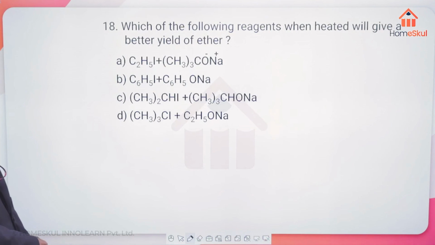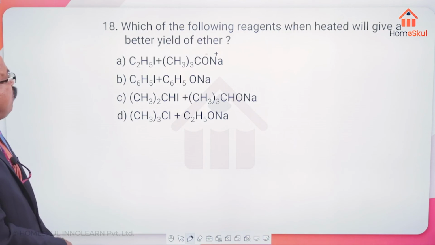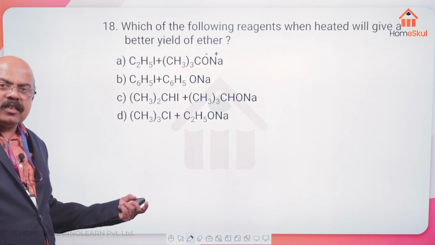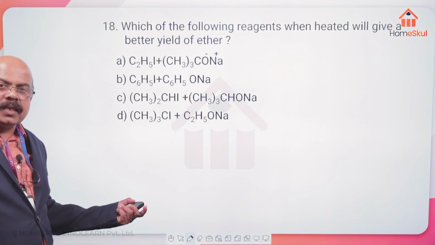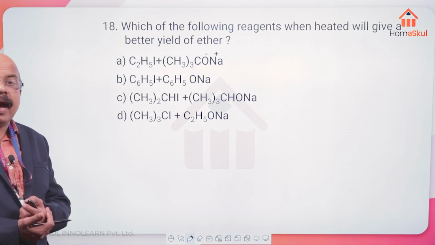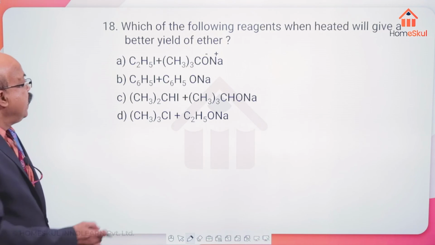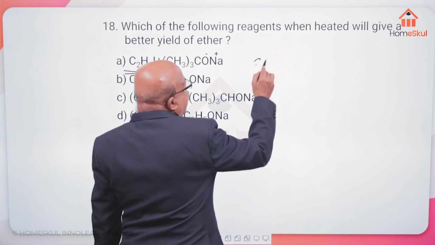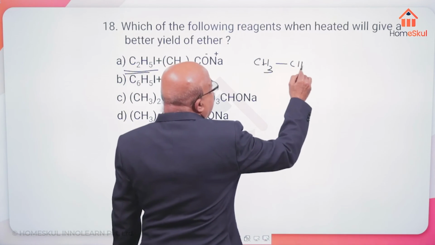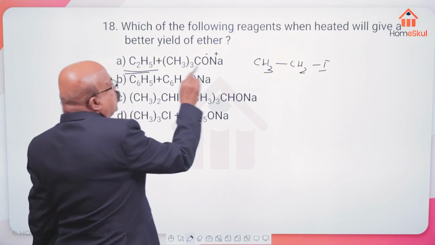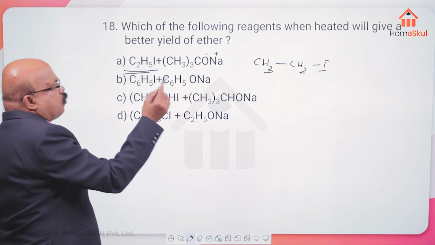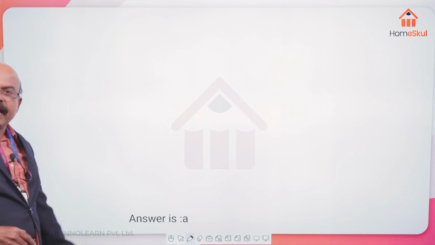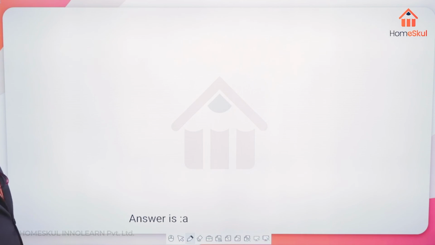Which of the following reagents when heated will give a better yield of ether? Very simple. You have to answer this question on the basis of Williamson synthesis. Better yield is obtained if the alkyl halide is primary. Here C2H5I is ethyl iodide, a primary alkyl halide, and sodium tert-butoxide. So very clear, this is your answer. Option A is your answer, and you can expect questions from this Williamson synthesis.